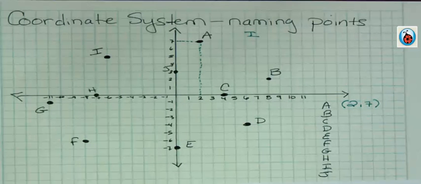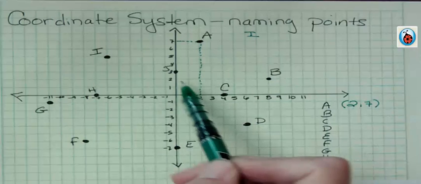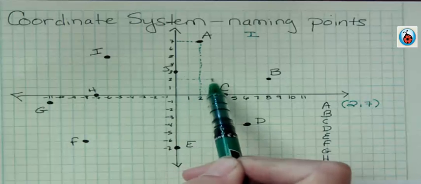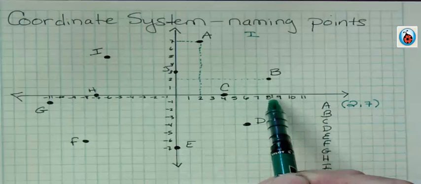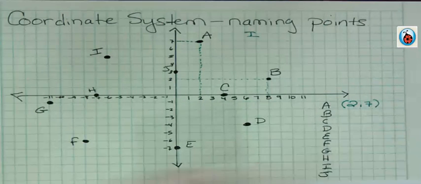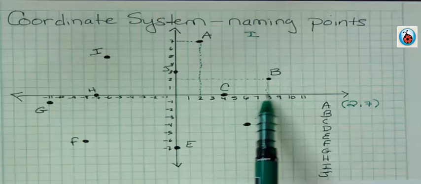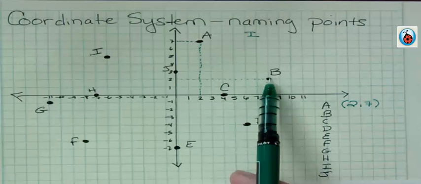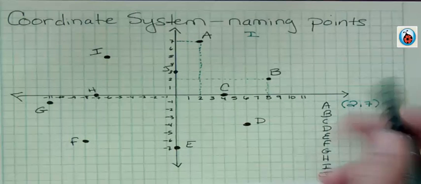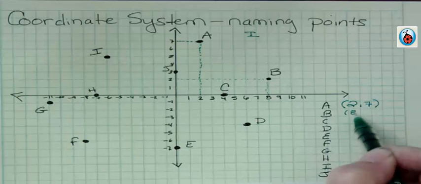So that means B also should be positive positive. What would be the ordered pair? You're interested in how far over we have to go and how far up we have to go. We're always interested in the x first and then the y. So from the origin, we would go 8 to the right and 2 up. So hopefully you got that: 8, 2.